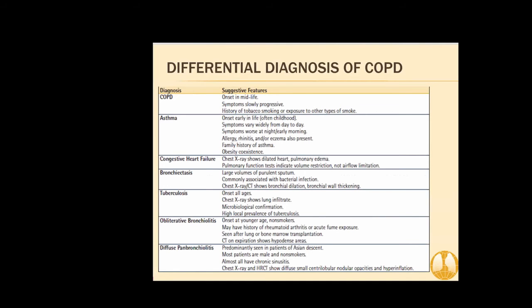Differential diagnosis for COPD. When is it not COPD? Well, this is a little simplified, but I think it's worth going through. This again is from the GOLD literature. So COPD classically is not early onset, it's midlife, slowly progressive, tobacco smoke, biomass exposure.